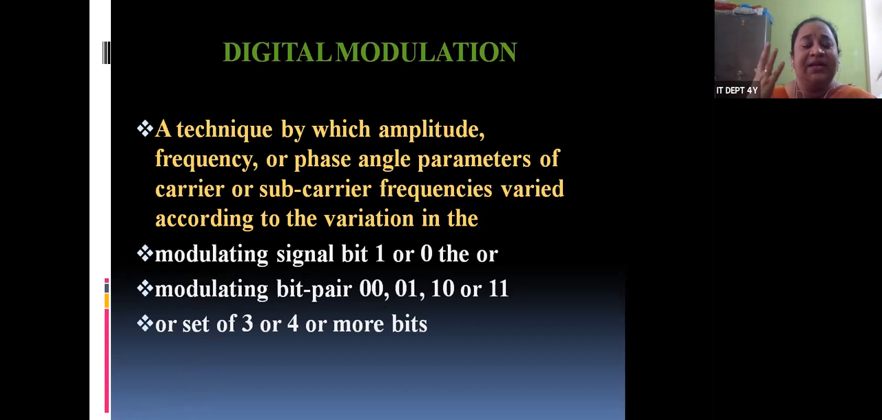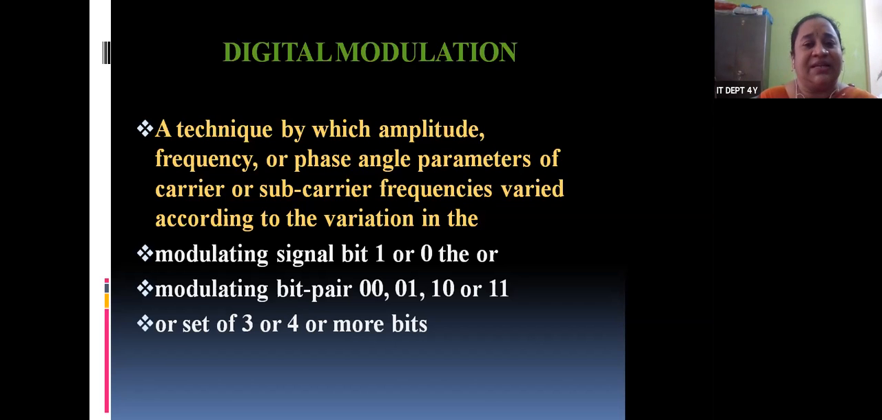Whatever number of bits you use to represent your modulating signal, if those bits are in the form of zeros and ones, or the value of the modulating signal has been represented in binary form, either with only 0 and 1 or with a combination of two binary bits or more than 2 bits, 3 or 4 bits, then that particular modulation is called digital modulation.